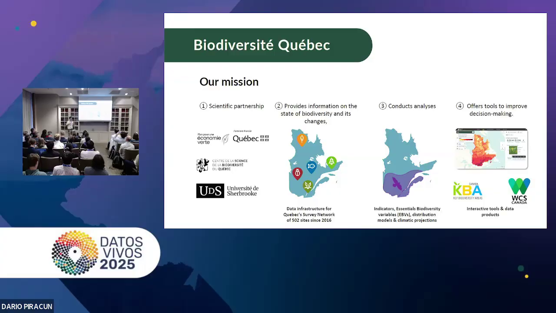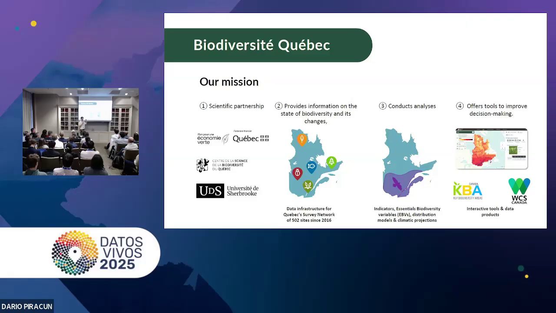So we operate as a Biodiversity Observation Network. We are a scientific partnership between the government of Quebec, University of Sherbrooke, and the network of biodiversity researchers in Quebec called QCBS. Basically, what we do is develop infrastructure and provide information on the state of biodiversity. An example of that is that the government of Quebec operates a survey network of 502 sites, revisited regularly since 2016, across many taxonomic groups.